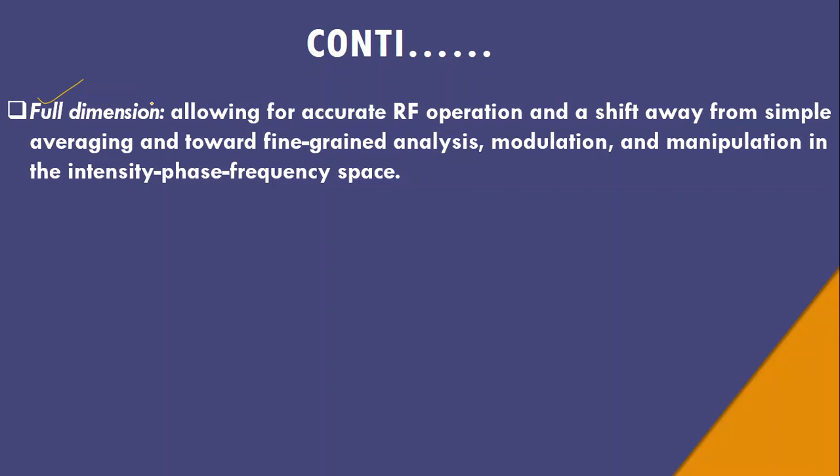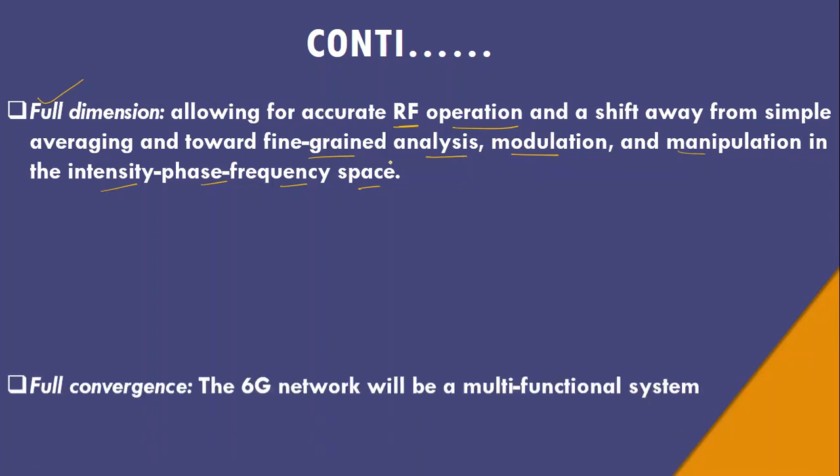6G is fully dimensional. It allows accurate radio frequency operations, fine analysis of the signal, and modulation and manipulation of the signal regarding intensity, phase and frequency in space. So it does accurate analysis of the signal in RF operation, and we can say this is full dimension.